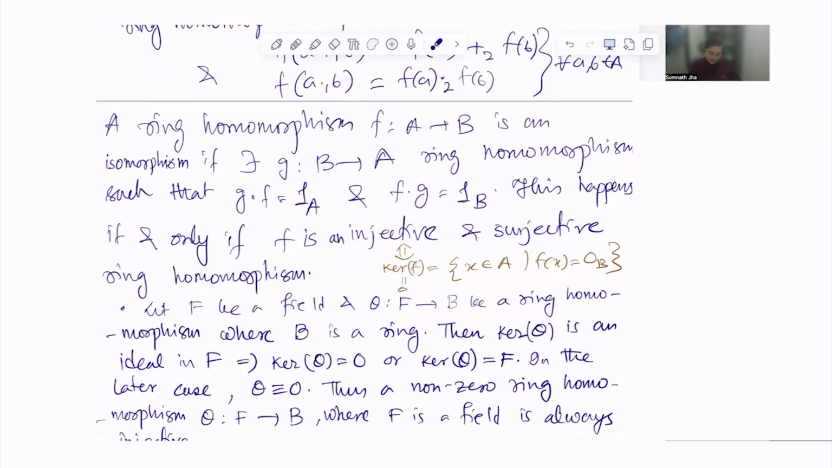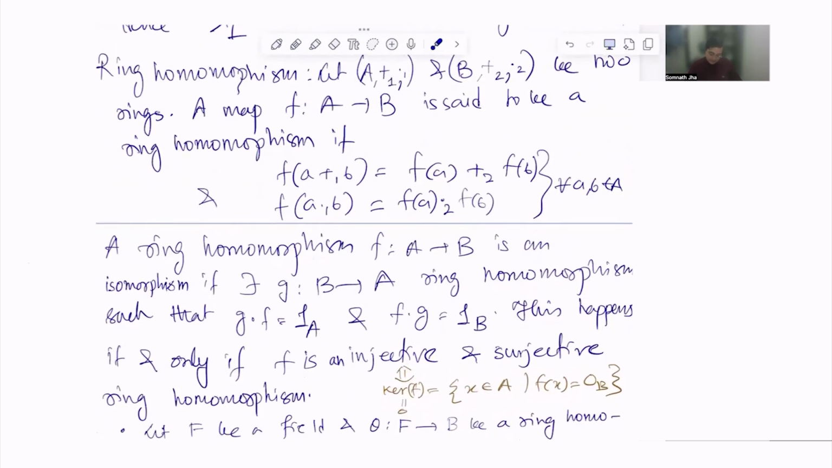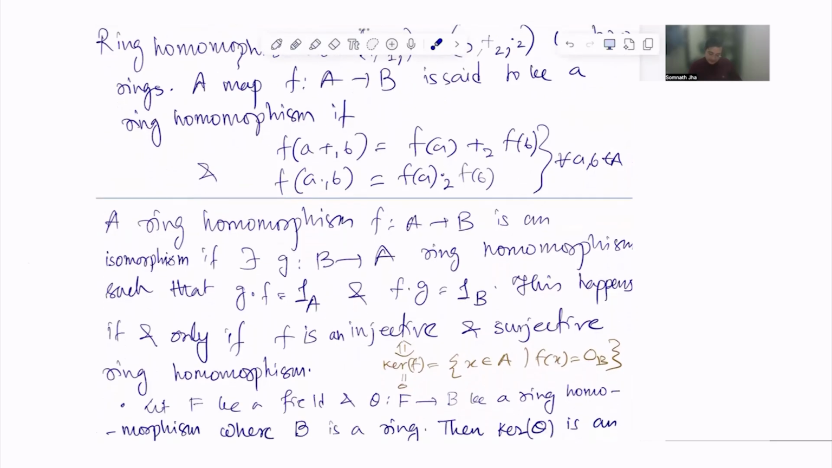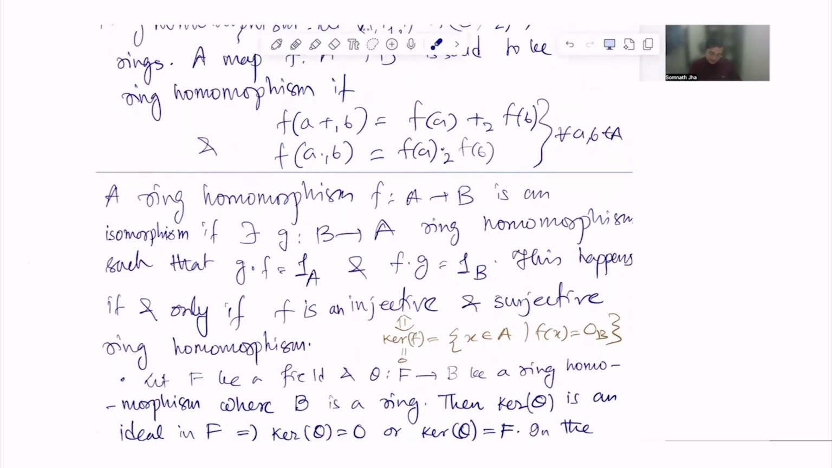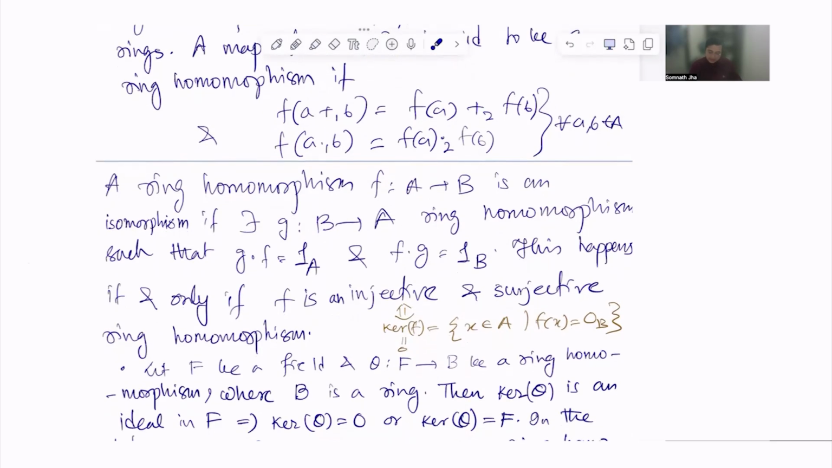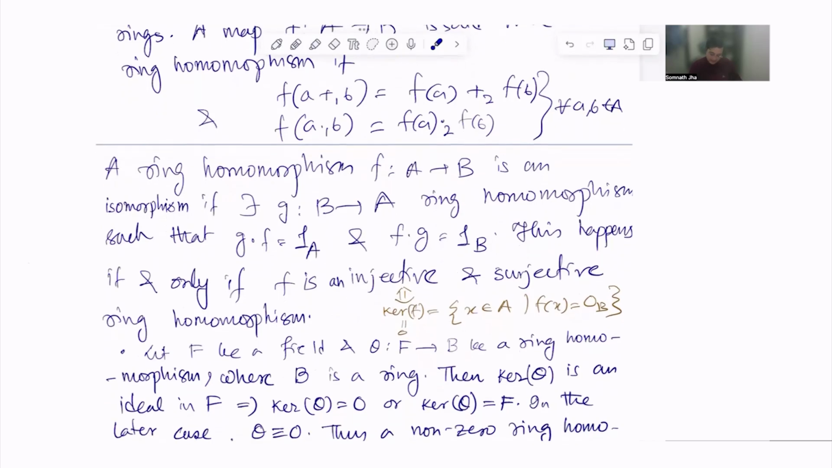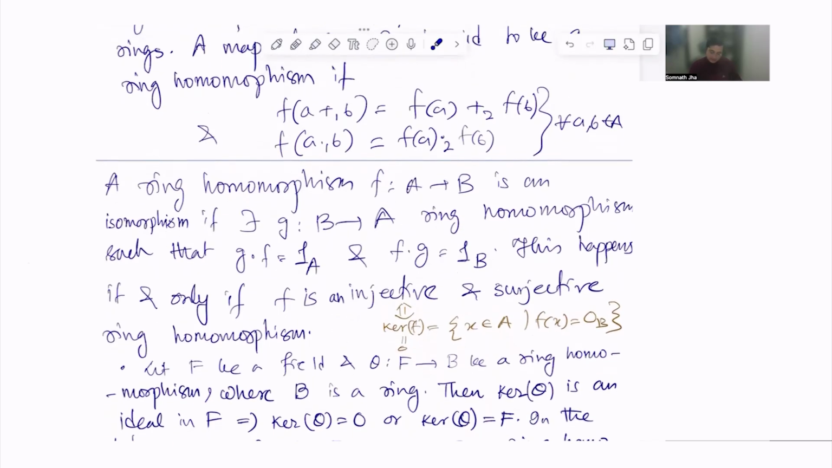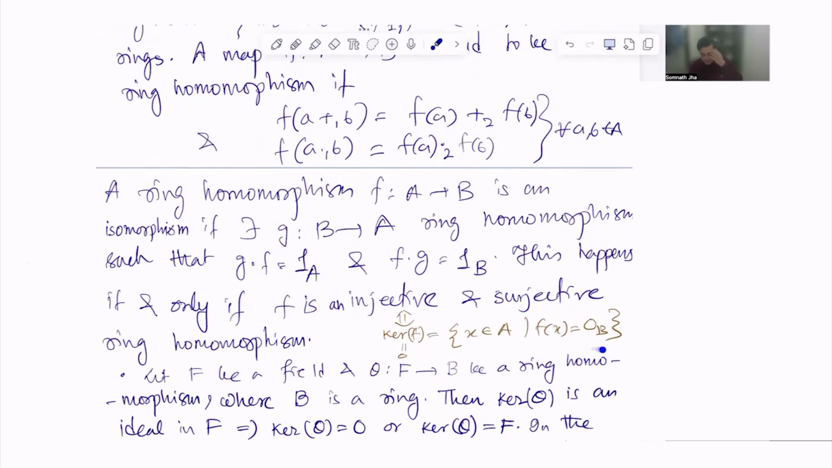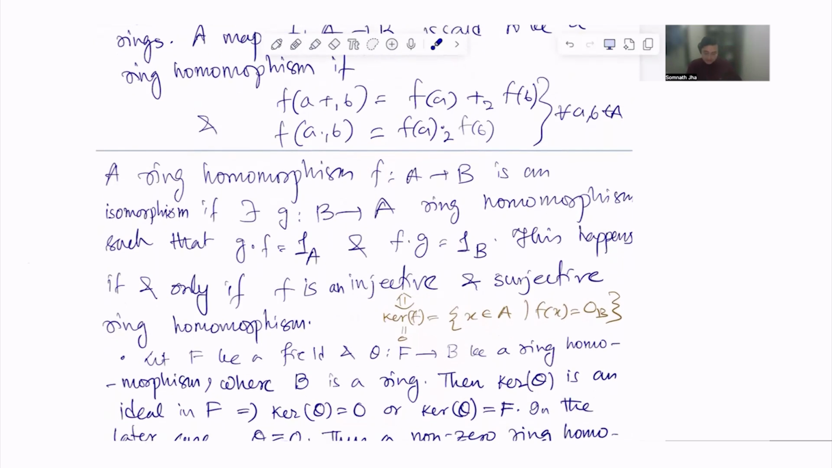Now what happens in the special case where F is a field? So if F is a field and theta from F to B is a ring homomorphism, where B is a ring, then kernel theta is an ideal in F, as I said, one can check from the definition. So kernel theta is an ideal in F.